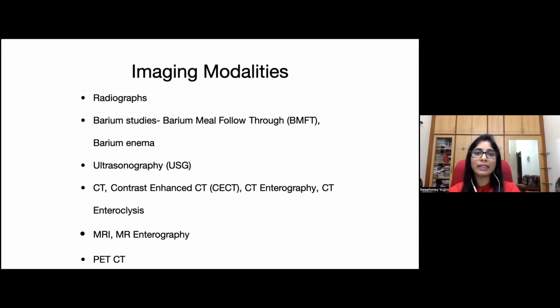The imaging modalities used are radiographs, barium studies like barium meal follow-through and barium enema, ultrasonography, CT, contrast-enhanced CT, CT enterography, and CT enteroclysis, MRI, MR enterography, and PET-CT.